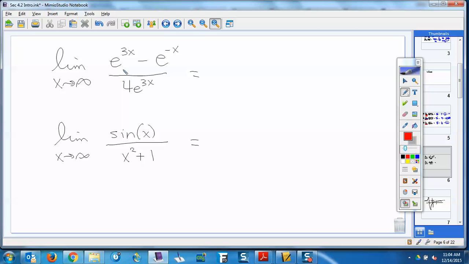Here's where we can't think about just the powers. We have to actually think about what the function does, which I like. I like those kind of problems. You have to think about what's happening. So, x is approaching infinity. We ask ourselves, what happens to this as x gets really, really big? That is going to get really, really big, right? What about e to the negative x?